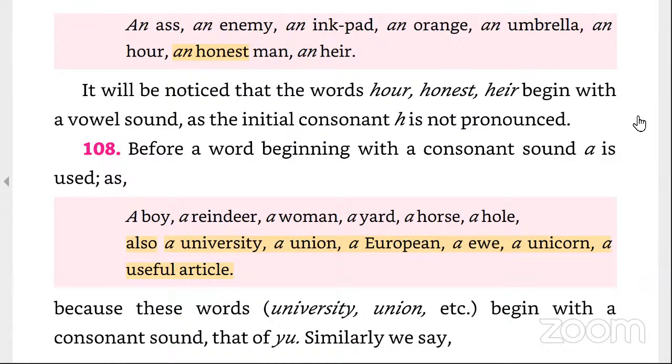So here we say an honest. Here, he is an heir. Heir means somebody who becomes the owner of the property after the death of the parents.